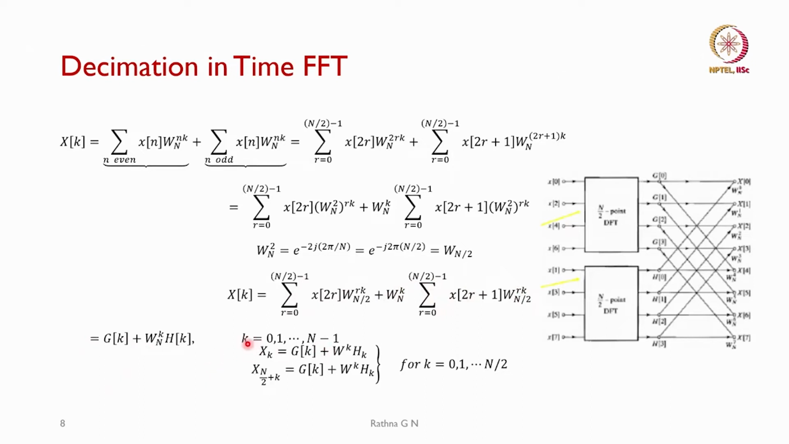So, now what is it? k is still going between 0 to N minus 1. So, whether we can also split this, that is what we are looking at. Then what happens? X of k is G of k plus W^k H of k, and then if we go k to N by 2, then it is going to be X of N by 2 plus k is G of k plus W^k H of k. So, these are the two terms we will get when we split k from 0 to N by 2, and the other part is N by 2 plus k, the values we will be representing.